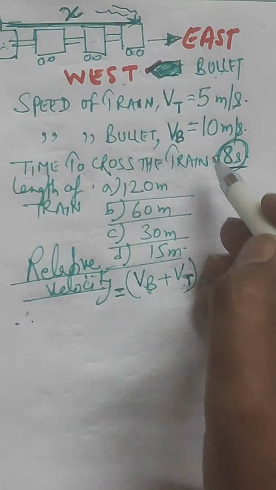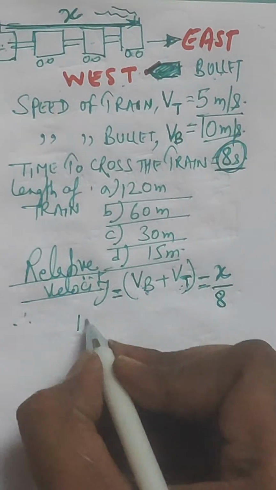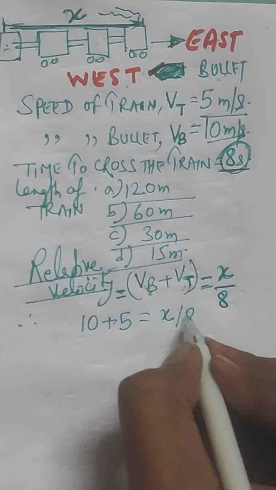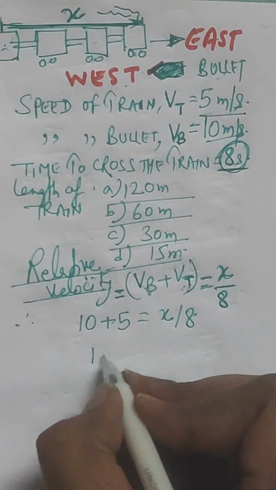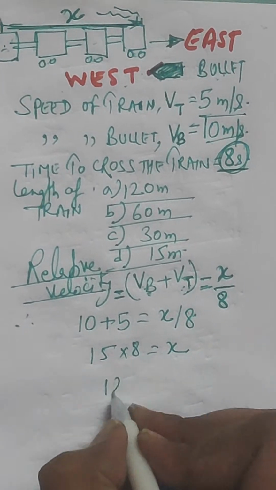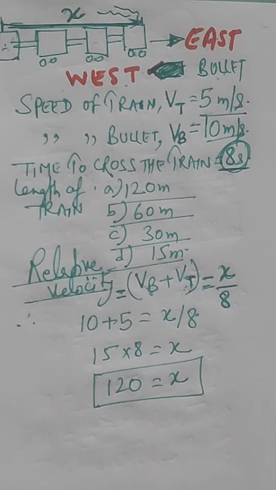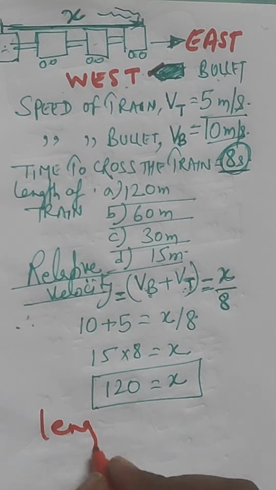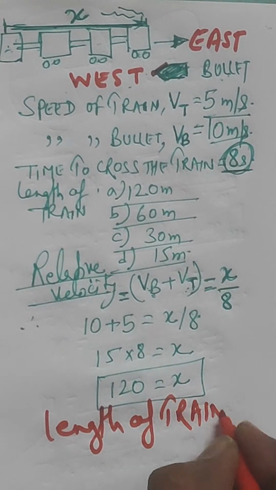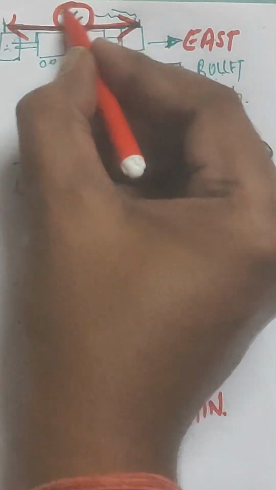Now Vb is given to you as 10 and Vt is 5. Just put up the values. 10 plus 5 is equal to x by 8, right? Now this will give you 15 into 8 is equal to x, which is giving you 120 is equal to x. So this is nothing but the length of train, which we have assumed. This is x, right?